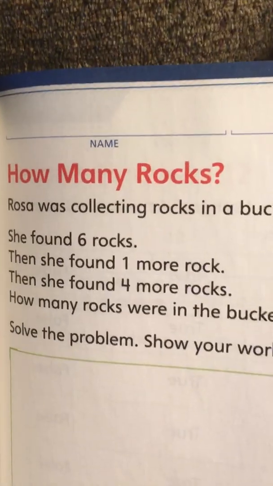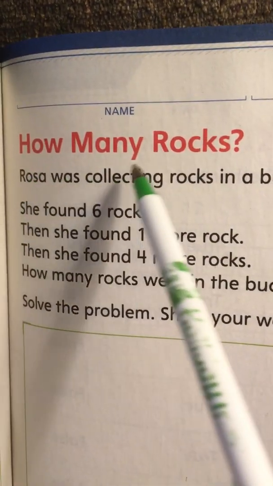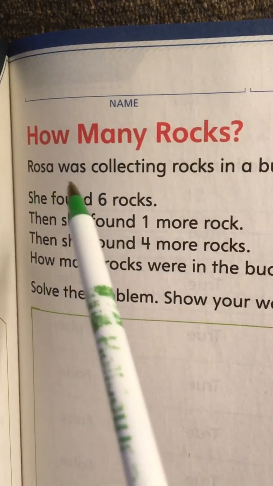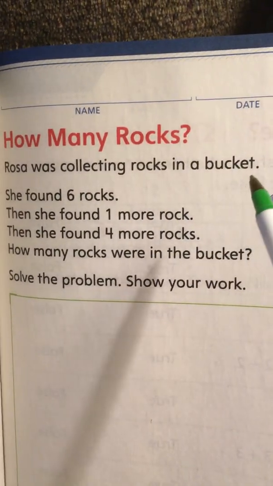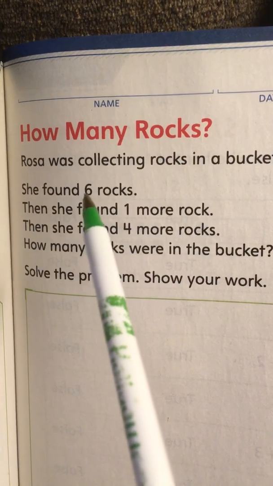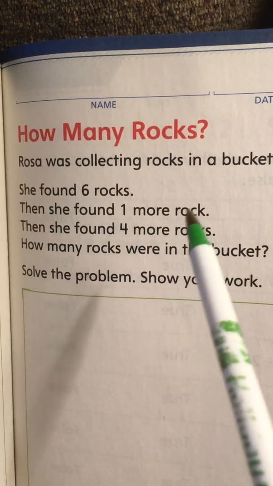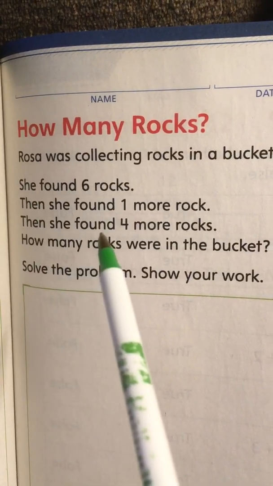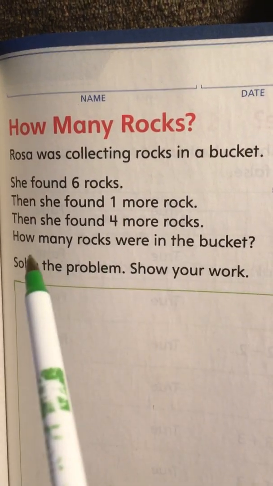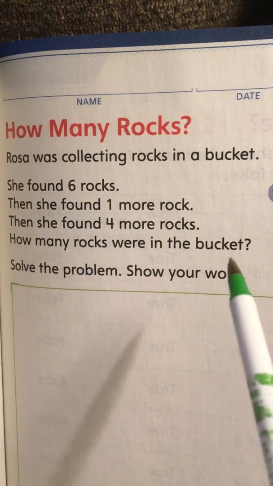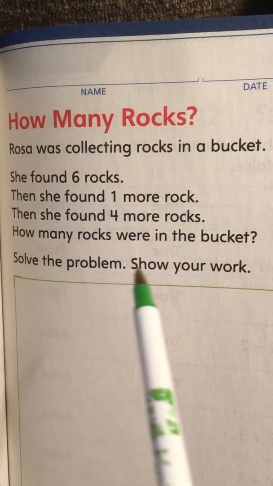Okay, so read this with me. How many rocks? Rosa was collecting rocks in a bucket. She found 6 rocks. Then she found 1 more rock. Then she found 4 more rocks. How many rocks were in the bucket? Solve the problem, show your work.